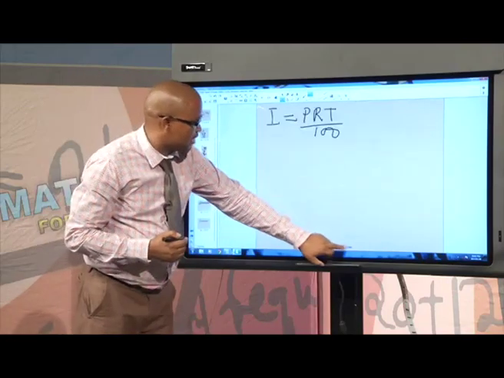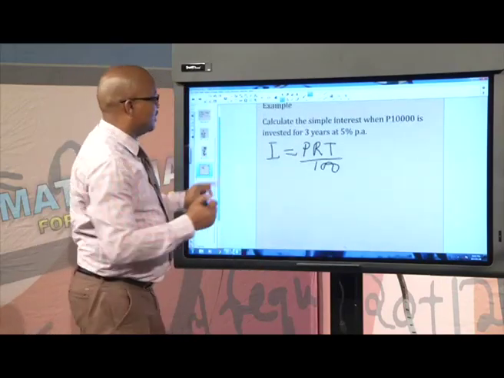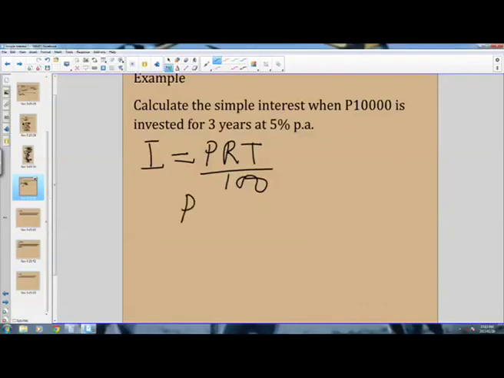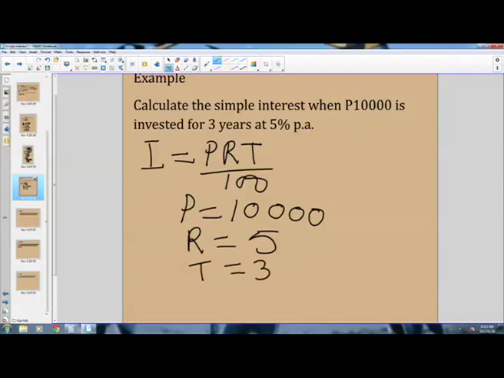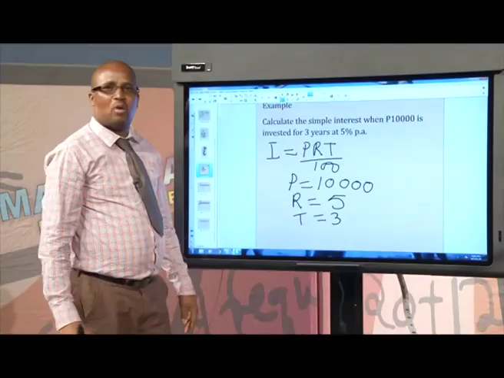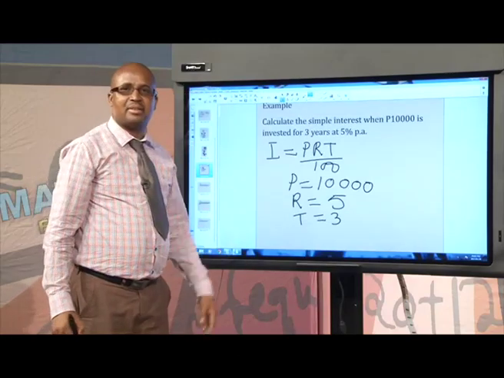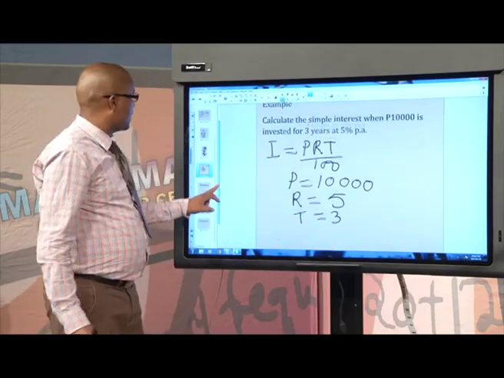According to the question, we can see that our principal amount P is equal to 10,000 pula. The rate of interest is 5%. And then the time, T, is 3 years. We now have all these parameters: the principal, the rate of interest, time. Now what we can simply do is to substitute in here. Let us substitute and work out this question.